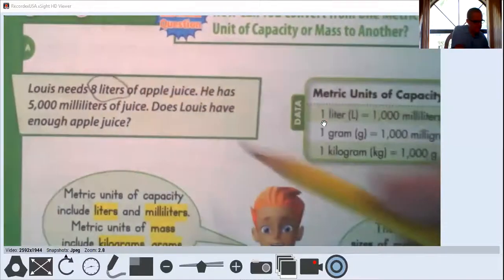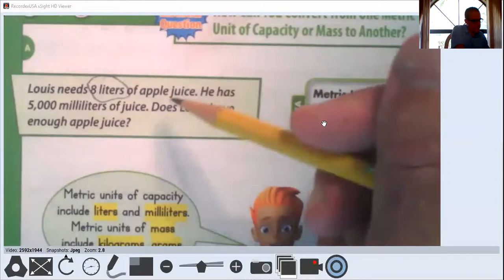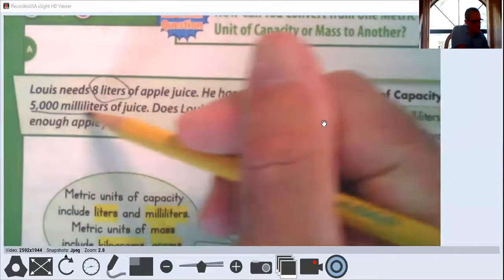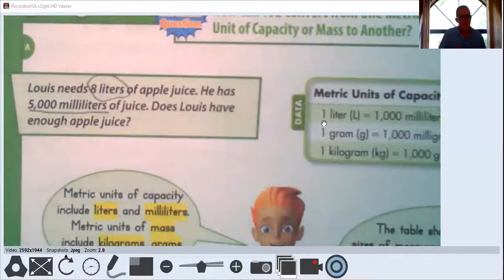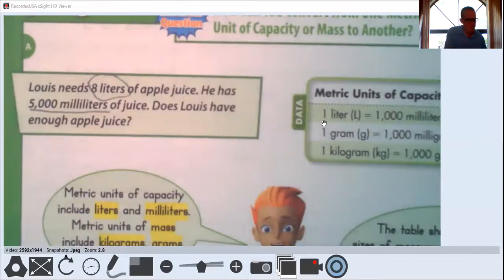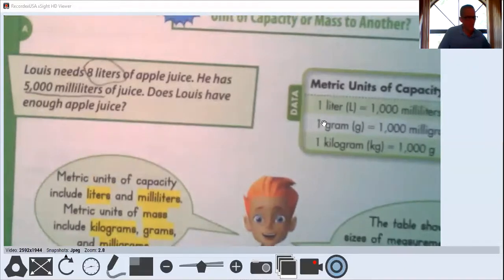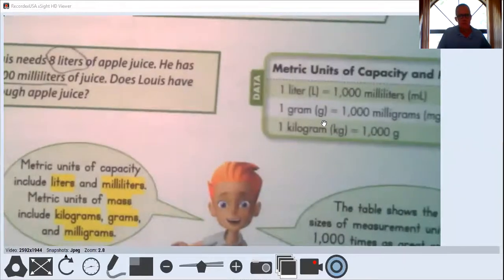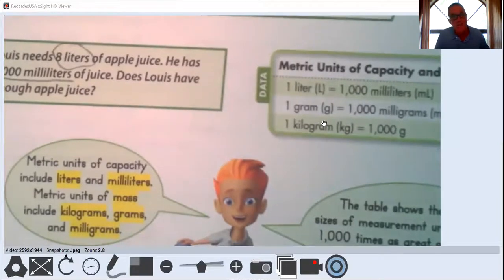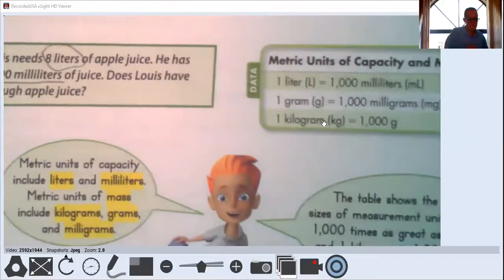And then it's asking us, does Lewis have enough apple juice? Because he has 5,000 milliliters. So we need to convert the bigger unit of measurement, which is liters, into a smaller unit of measurement, which we know is the milliliters. Well, we all know that 1 liter, as you can see right here, is 1,000 milliliters. So how many milliliters do you think 8 liters is? 8 times 1,000 would be 8,000.